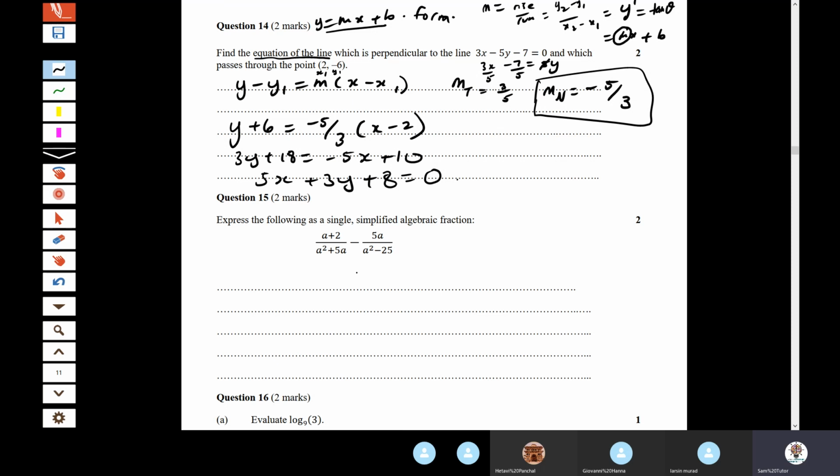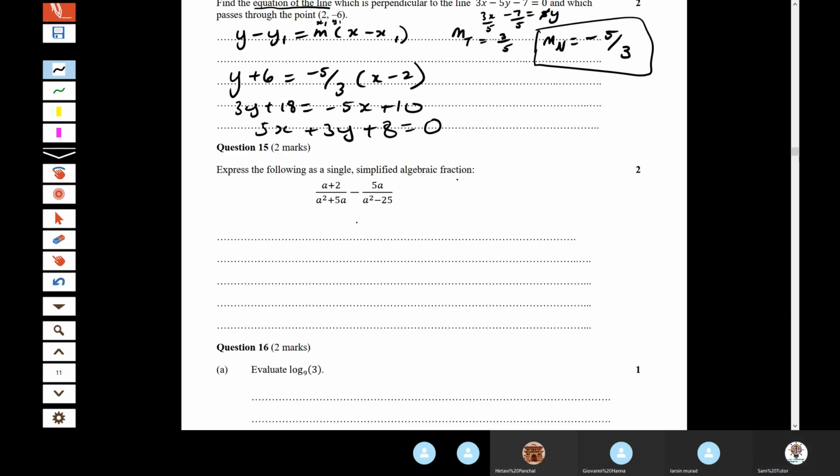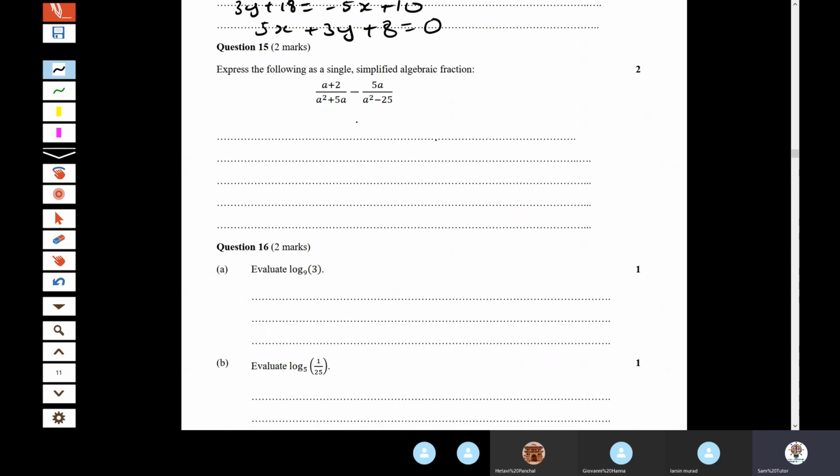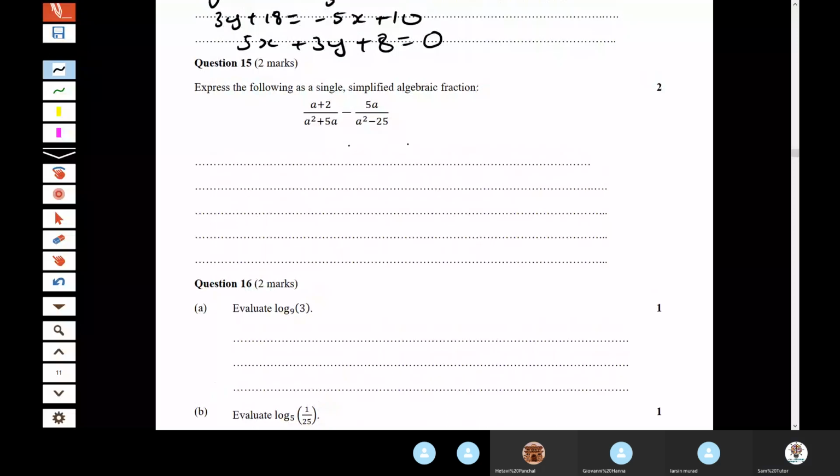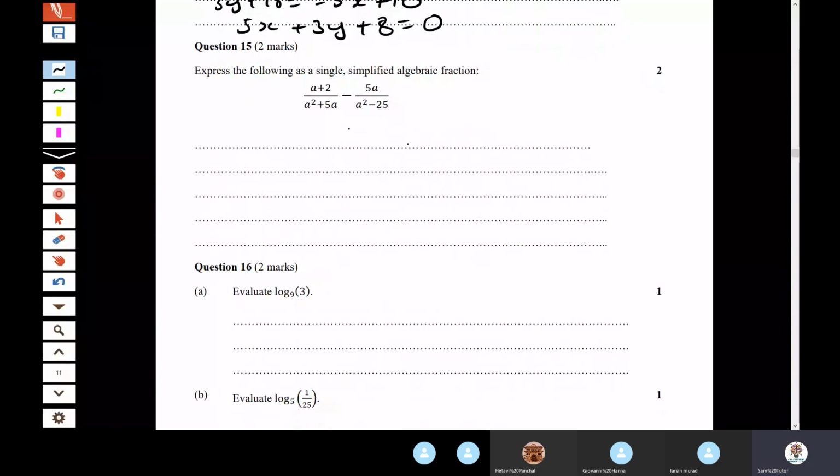Question 14. Question 15, again, I'll give you maybe a minute or two just to look at it, scribble a few things down, maybe even get the answer.